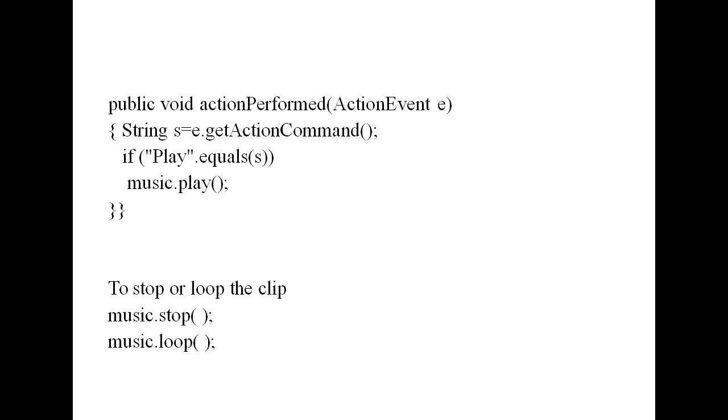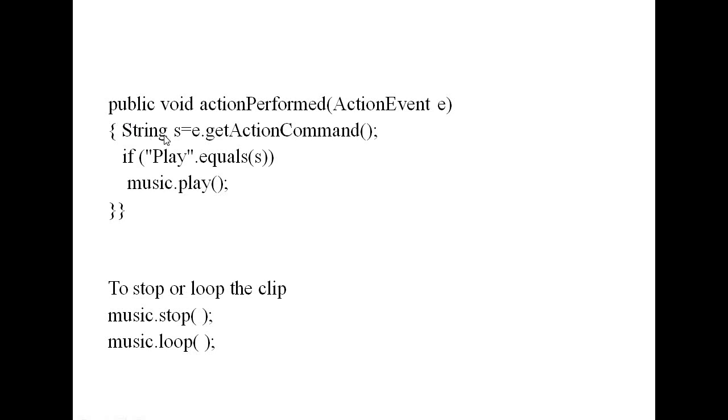Suppose you need to stop or loop the clip, you have other methods, stop and loop. So music.stop will stop the audio file. music.loop will loop it continuously. If you need to play the audio on a loop, then you need to specify the loop method. So these are the three different methods along with audio clip: music.play for playing an audio clip, and suppose you need to stop the audio clip, stop is the method.